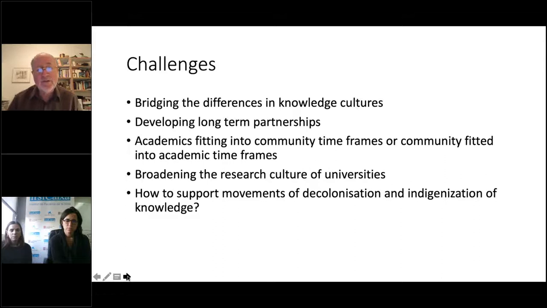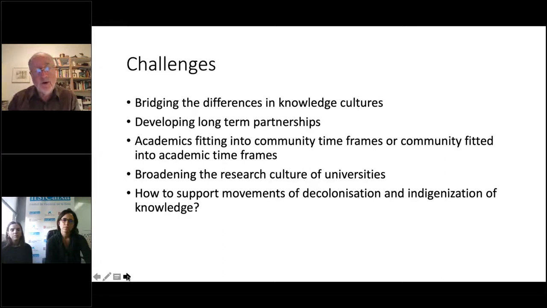And these differences, if not bridged at the beginning of a research process, can come back to become quite a problem. If the community doesn't understand what the academic needs to do for their own work, and the academic doesn't know the difference between their knowledge culture and what's going on in the community, it can be quite a difficulty.